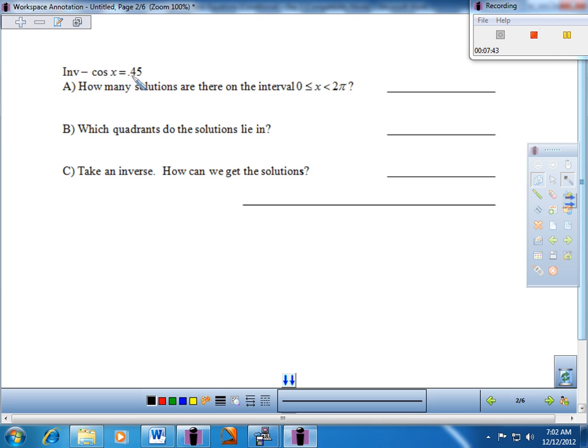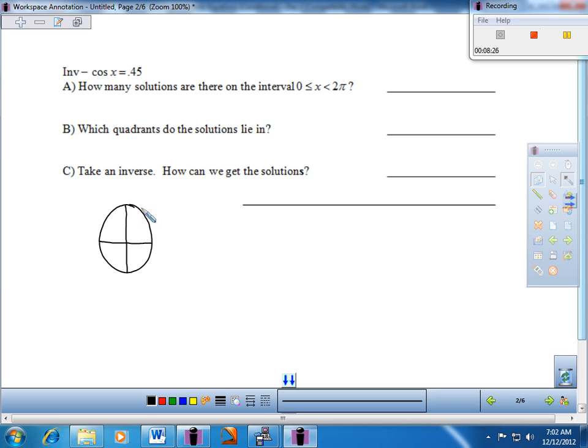First and foremost, I guess letters A and B go together. It does say how many solutions are there on the interval between 0 and 2 pi. So I'll tell you what, why don't we draw our unit circle. I've always thought of the unit circle as sort of the best visual tool for a variety of topics that we're working on in this semester. And then remember what we're going to do, everyone. We're going to start here, and we're going to go once around the unit circle, so from 0 to 2 pi. And in how many different places am I going to get a cosine ratio of 0.45?